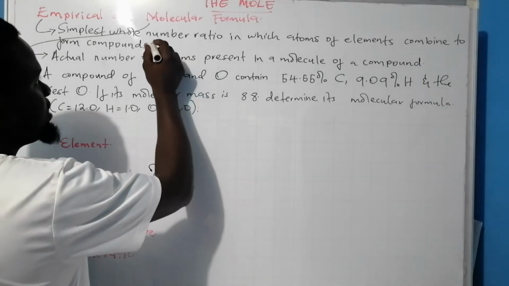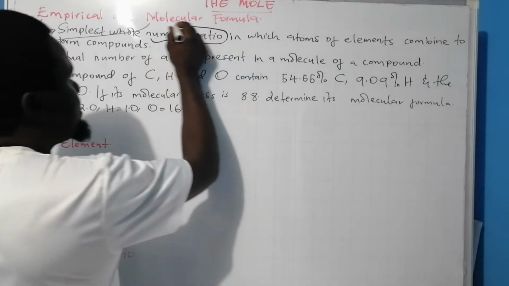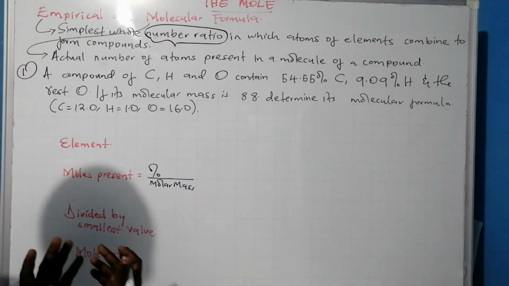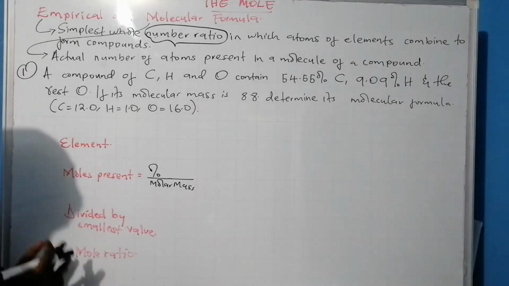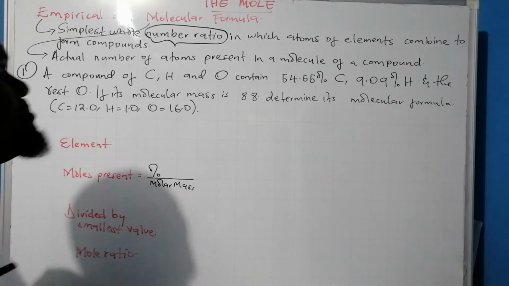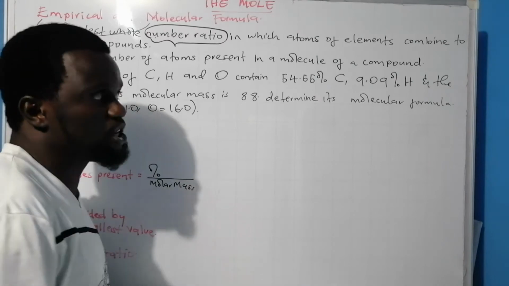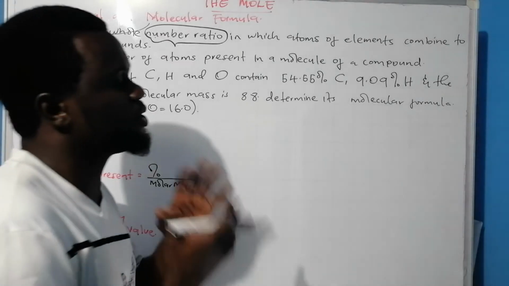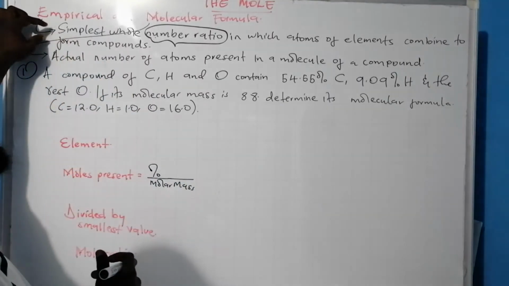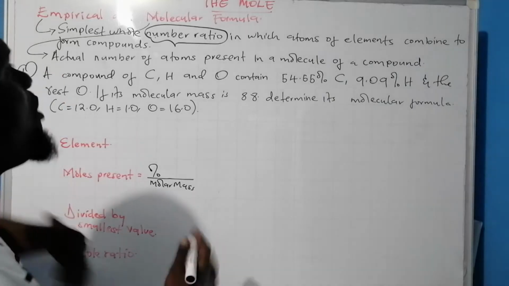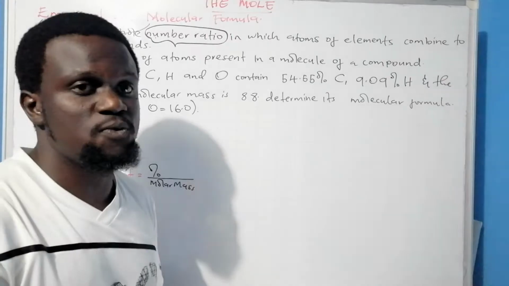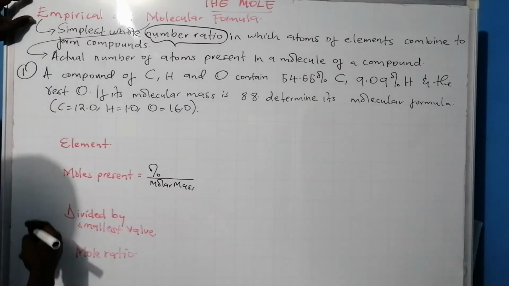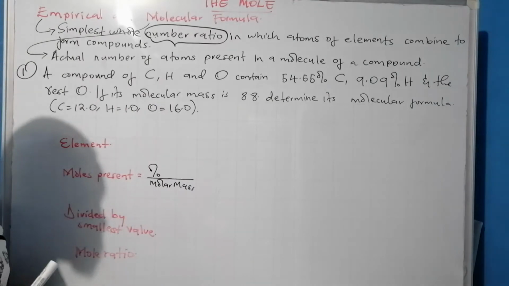So the keyword here is this smallest number ratio. And those atoms combine to form a compound. Now, how about a molecular formula? It is the actual number of atoms present in a molecule of a compound, the exact number of those atoms. If we say, for example, we had carbon in the empirical formula, how many are there in the molecular formula? Now, this is a stepwise calculation in which an empirical formula leads us to a molecular formula.